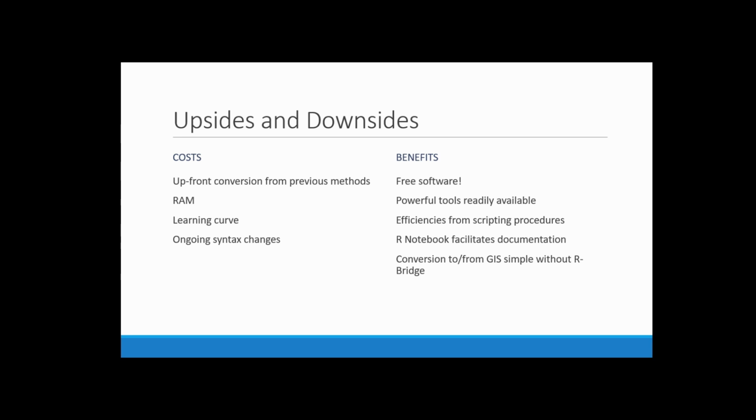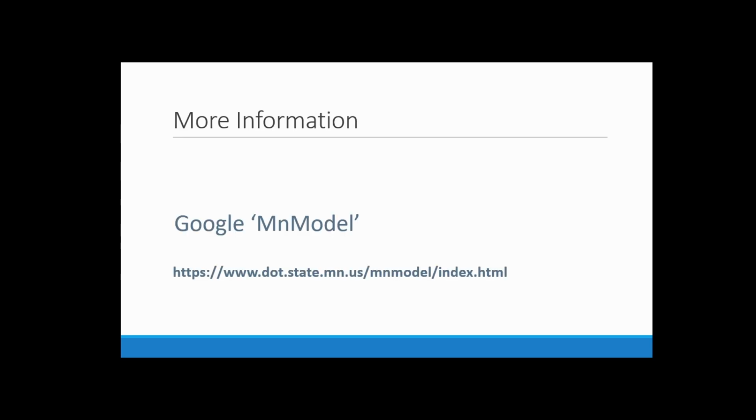Benefits: obviously, it's free. The tools are powerful. They're readily available. You get a lot of efficiencies and replicability from the scripting process. Our notebook really is nice for documentation. And you can actually easily go back and forth between R and ArcGIS without using R-Bridge. It's really quite simple. So if you're interested in our scripts or our procedures, Google MnModel. It's not up there yet. We're working on documentation right now.